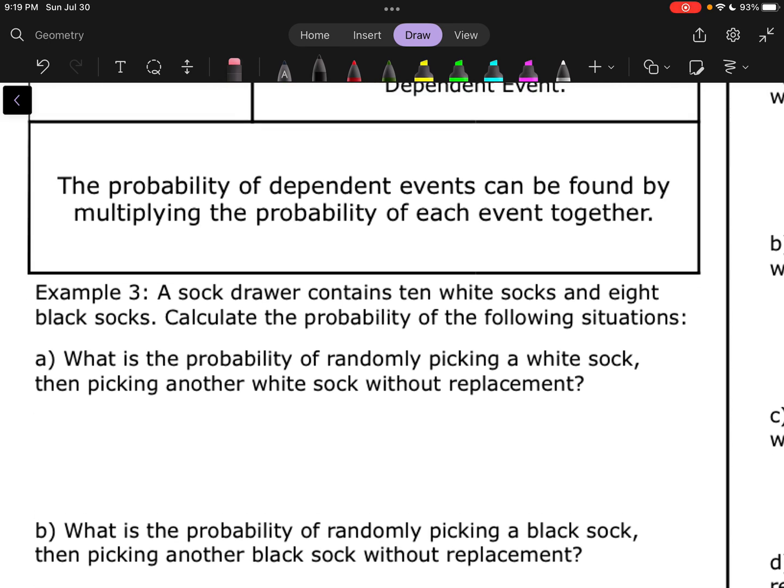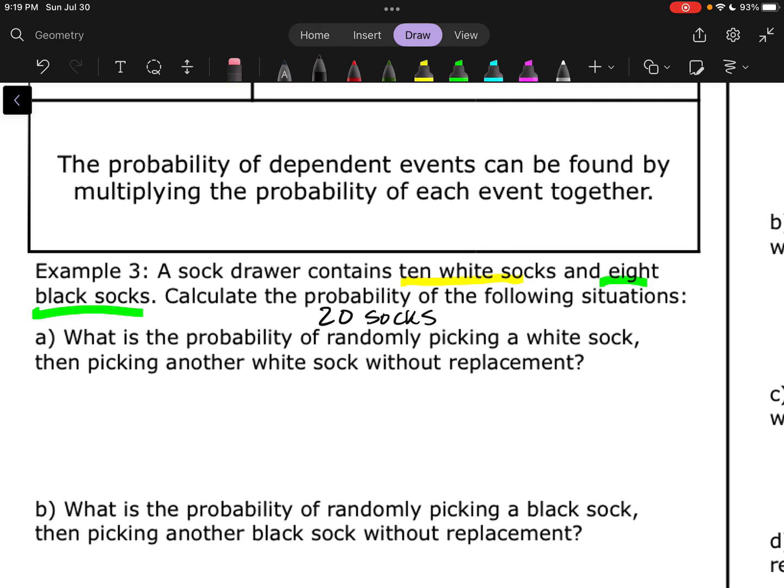This says a sock drawer contains 10 white socks and 8 black socks. 10 white, 8 black. So that does mean that there are 18 socks total. Just going to make a quick note about that. So A says, what is the probability of randomly picking a white sock, then picking another white sock without replacement?